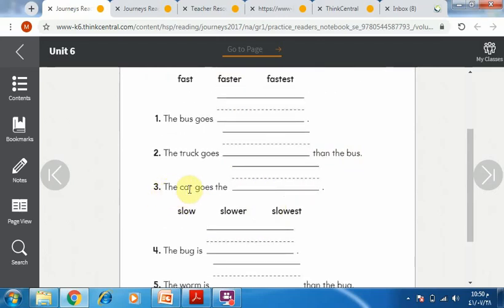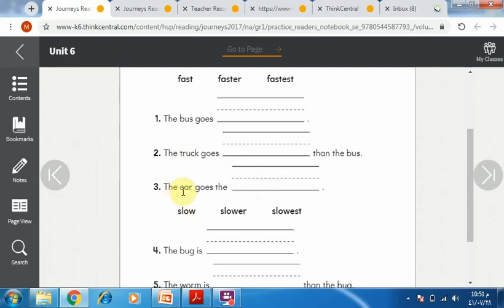Number 3. The car goes the slow or slower or slowest. The car goes the... Sorry, those are not the choices here. These are choices for number 4, 5, and 6. So we're still here. The car goes the fast, faster, or fastest. The correct answer is fastest, the one with EST.